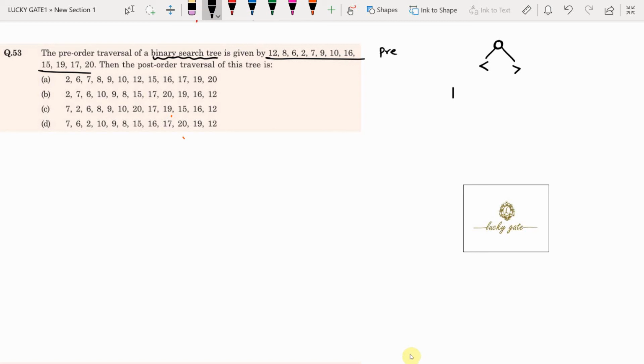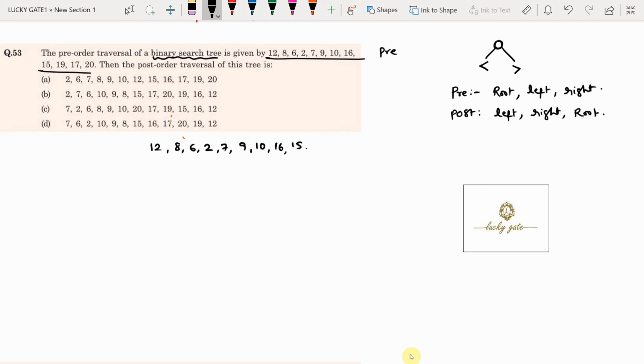Pre-order traversal says: first visit the root node, then the left subtree, then the right subtree. Post-order traversal says: first visit the left subtree, then the right subtree, then the root node. Keep these 2 points in mind so that you can easily solve the question. Now what is the pre-order traversal given? 12, 8, 6, 2, 7, 9, 10, 16, 15, 19, 17 and 20.